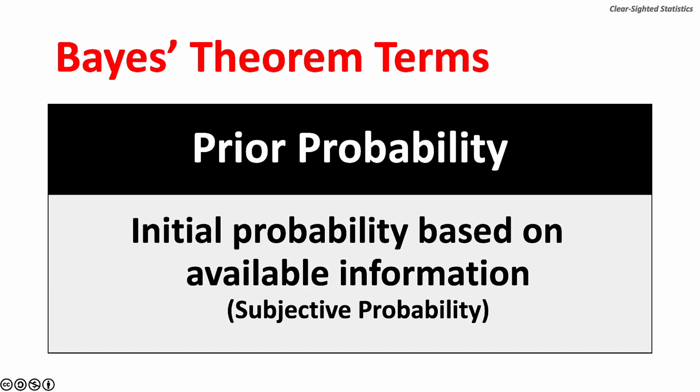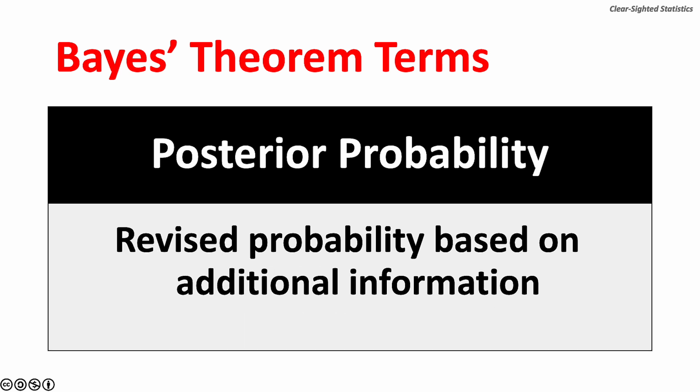There are two important Bayes' theorem terms. The first is prior probability. This is the initial probability based on available information or guesses. Prior probability is often based on subjective probability. The second term is posterior probability. Posterior probability is the revised probability based on additional information.